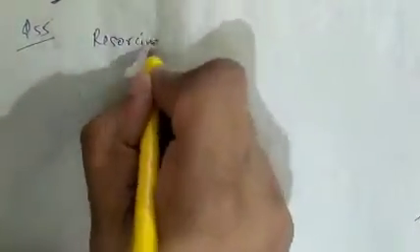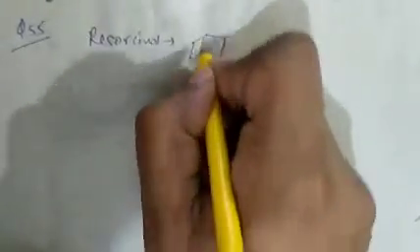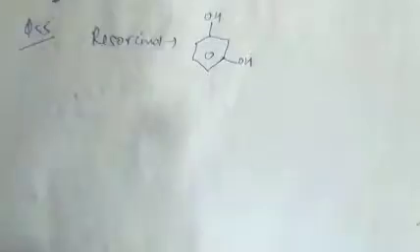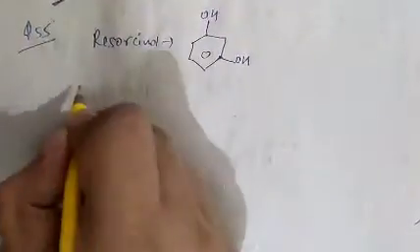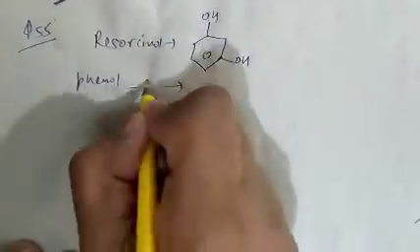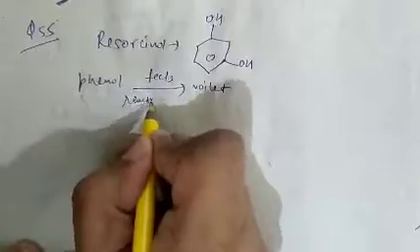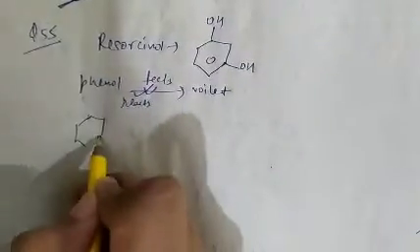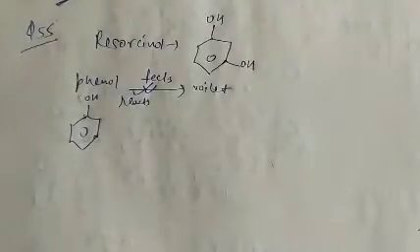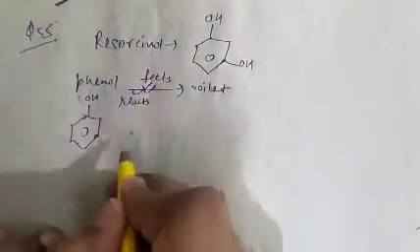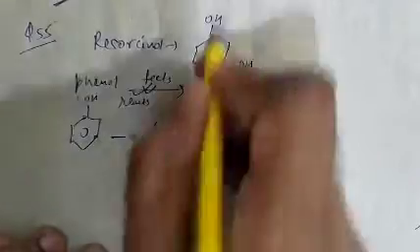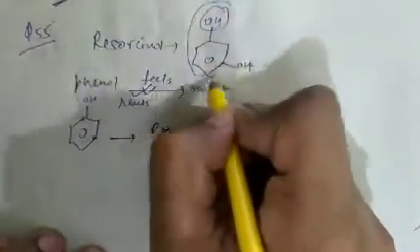Question number 55. In question number 55, what is given there? Resorcinol. As we know, the structural formula of resorcinol is basically two OH groups at meta position. Then FeCl3. As we know, phenol reacts with FeCl3 and a violet colored compound is formed. Phenol means benzene containing OH group. As resorcinol also has OH groups, it will behave as a phenolic compound.